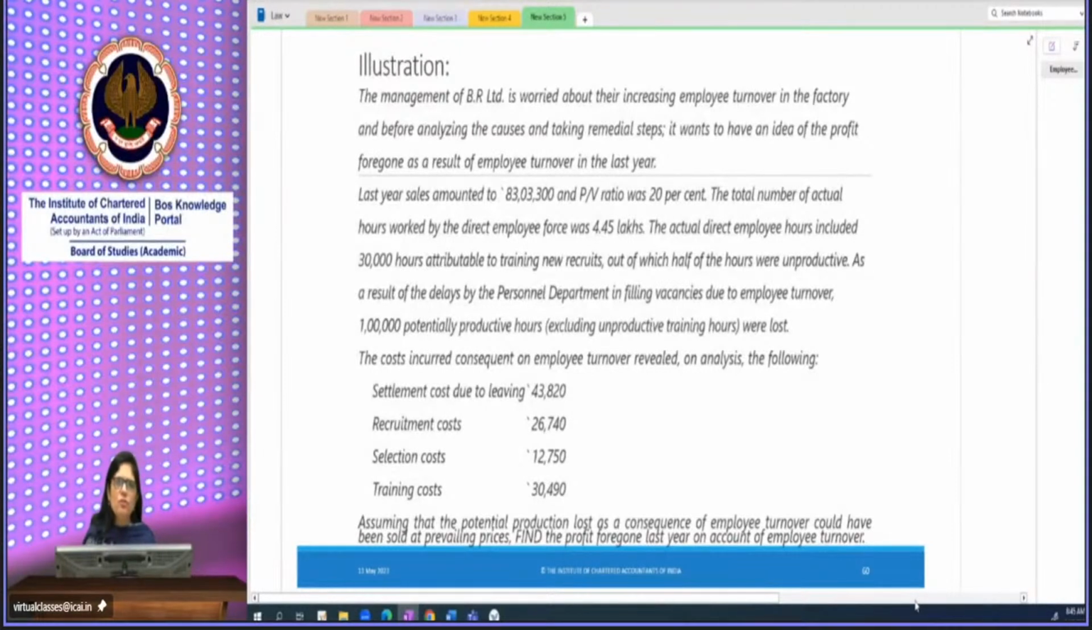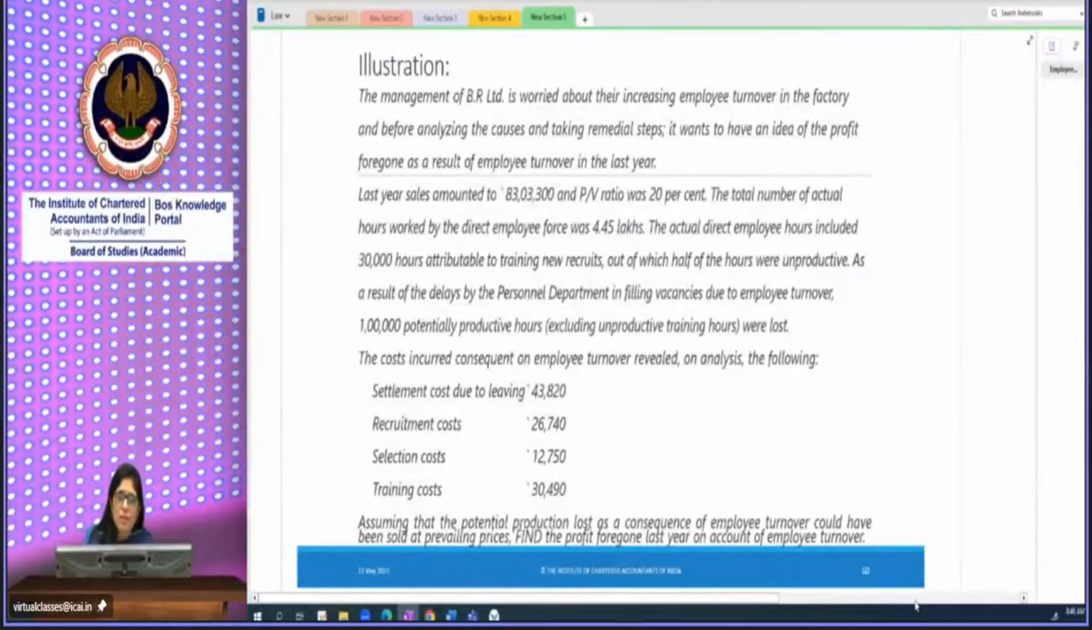Darshan, I told you we should use number of separations plus number of replacements plus number of new joinees, or number of separations plus number of accessions. You should use the second method: number of separations plus number of accessions. Accessions means you should include replacements also and new joinees also. Clear?